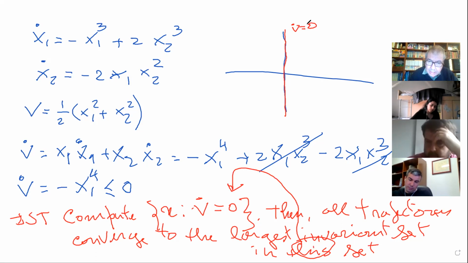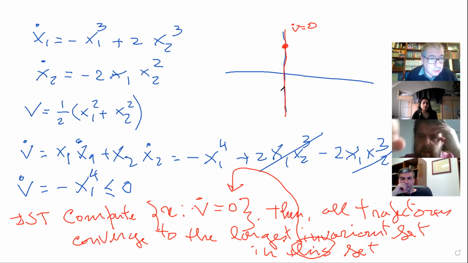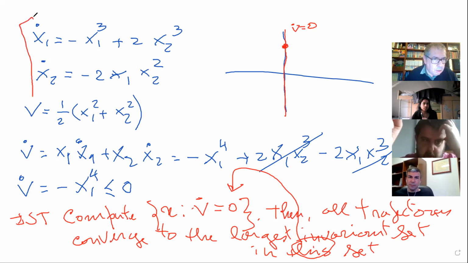So let's try to find out what is the largest invariant set. For instance, suppose that I'm here. Do I stay in this set when time evolves? Why do you say yes? Look at the equations here. What is the value of x1? It is 0. So this term is not there. So what is the derivative of x2? It is 0 again.